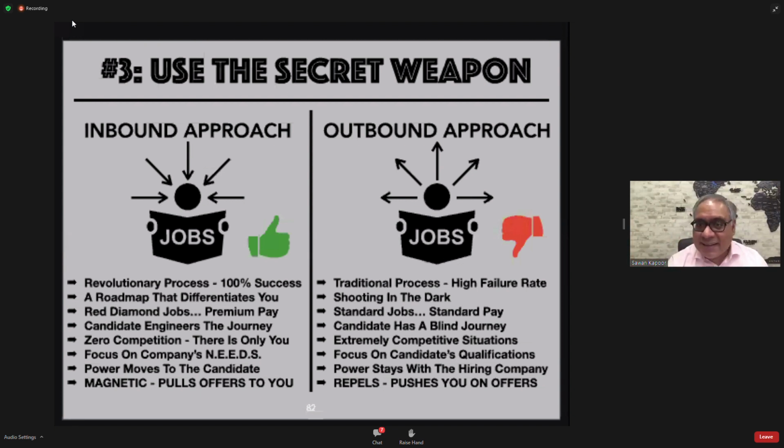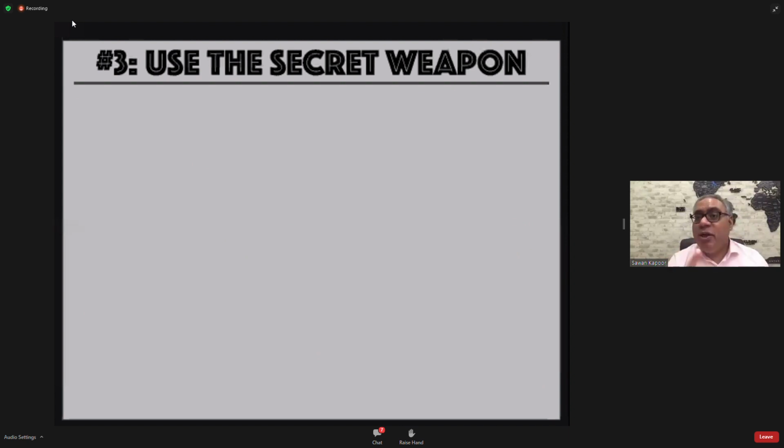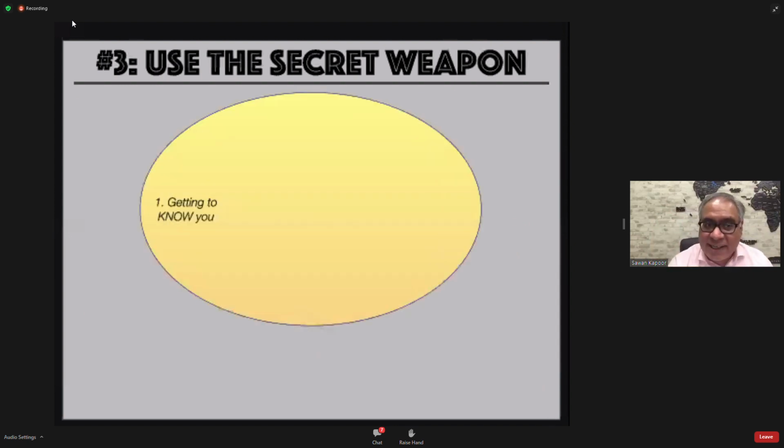Because please understand, getting hired into your dream job is a 3-stage process. The first stage is, how does the company get to know you? How do you become visible to the company? On what foundation? On what context? Because if you don't paint yourself compelling here, you will not get to stage number 2.